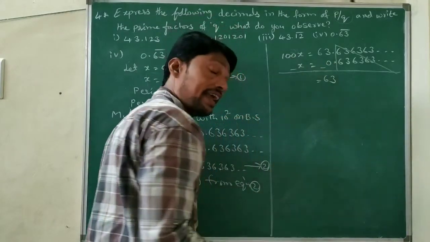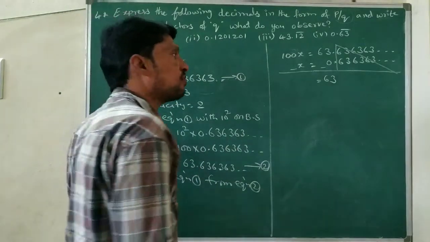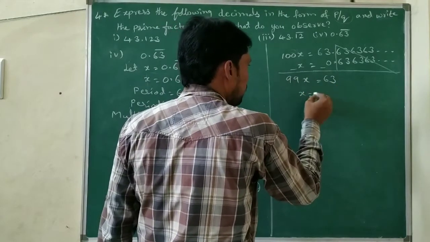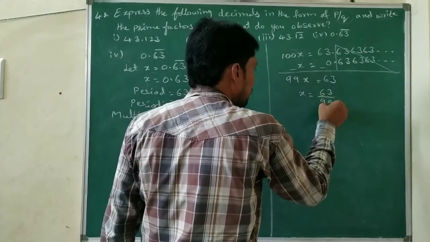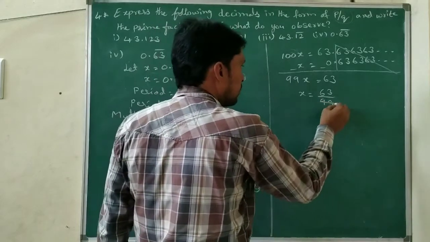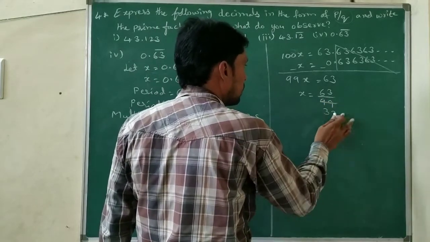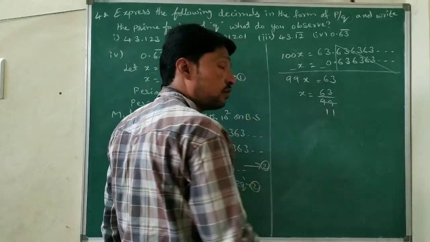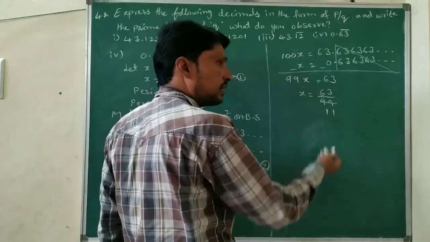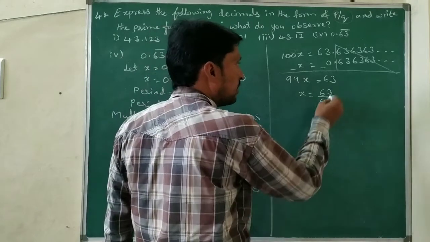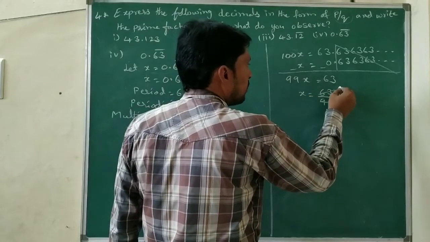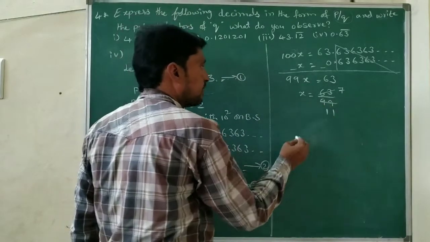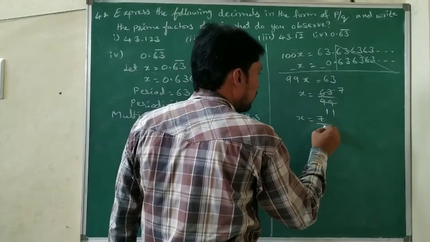Here 100x minus x gives 99x. This 99 you can transpose. x equal 63 by 99. Now we cancel using the 9 table, since 9 divides directly. 3 table also we can do, but 9 table is direct. 9 7s are 63 and 9 11s are 99. So x equal 7 by 11.